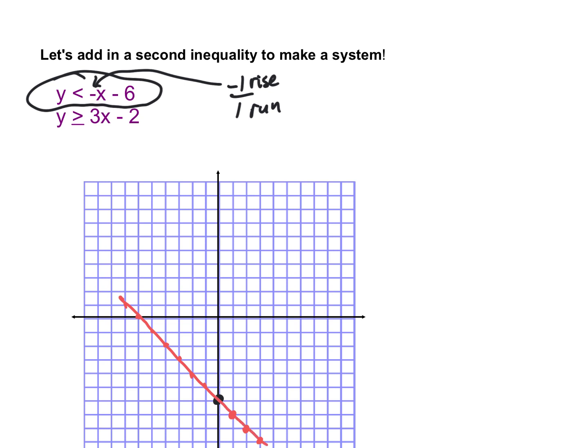Should it be solid or dotted? Why? Because it's not or equal to. So I'm going to make mine dotted by erasing some of it out. I will cry a little bit and mark off if you have a solid line where you're supposed to have a dotted one.